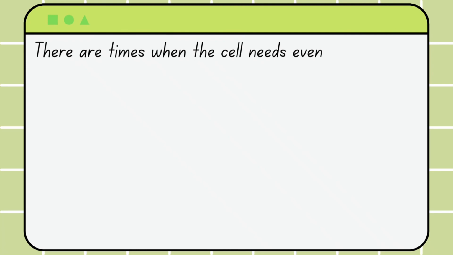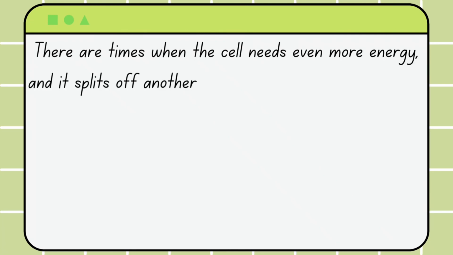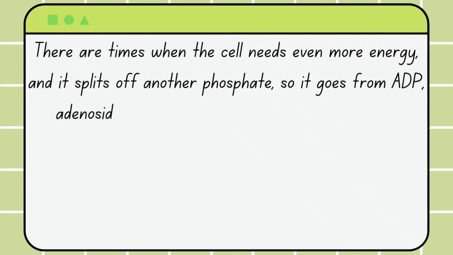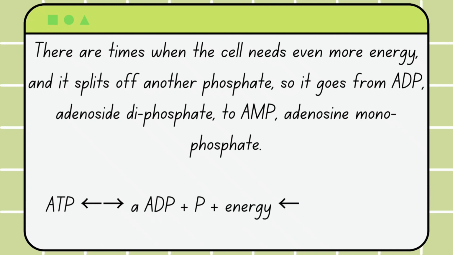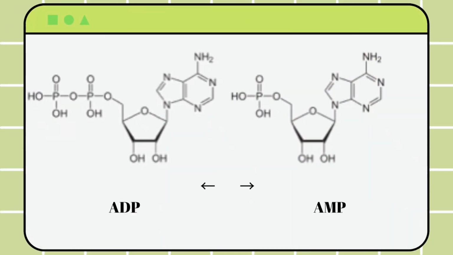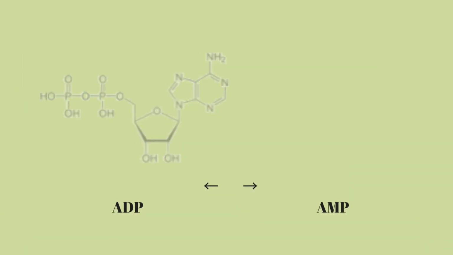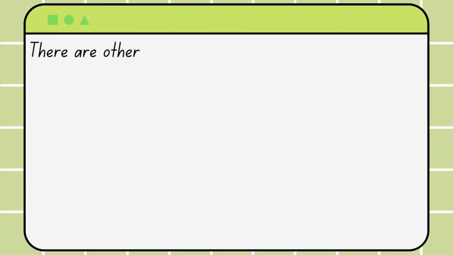There are times when the cells need even more energy and it splits off another phosphate, so it goes from ADP, adenosine diphosphate, to AMP, adenosine monophosphate. ADP is adenosine diphosphate and AMP is adenosine monophosphate.